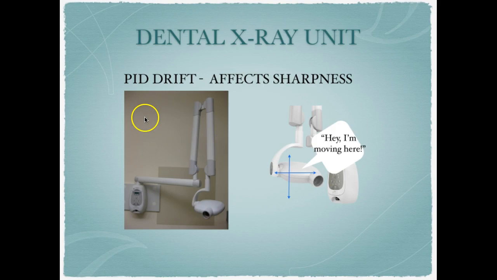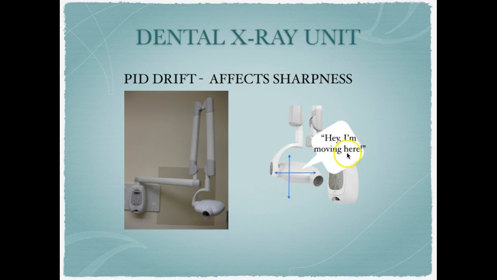So we have our dental x-ray unit, and a very important part of obtaining diagnostic quality x-ray images is, of course, to make sure that our unit is in good working order. We want to have it inspected by a physicist. You can usually obtain an inspection from your county radiological division. Make sure your unit is in good working order, and that includes that your PID is stable.